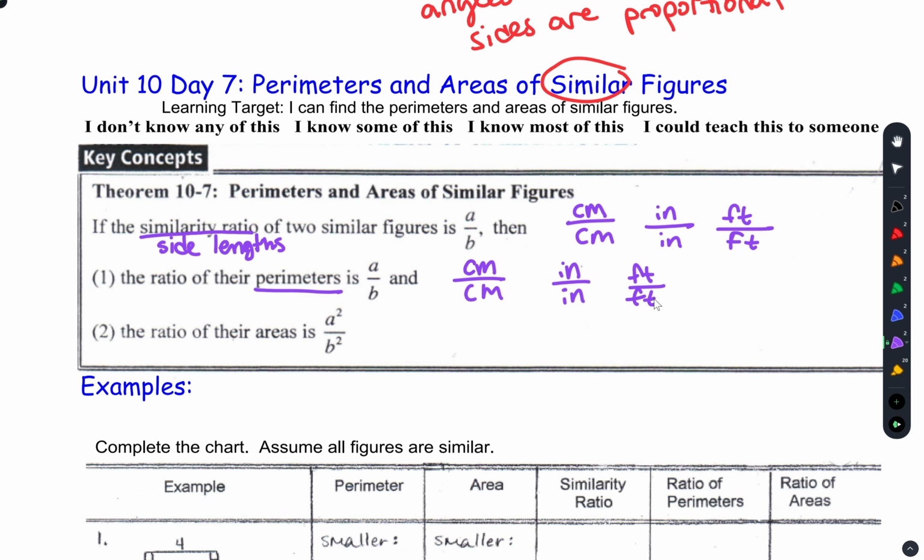Pretty standard. However, if I'm talking about the ratio of those same shapes' areas, then my ratio changes a little bit. It's no longer just A over B, it's A squared over B squared. So I take my ratio and I square both of those pieces.